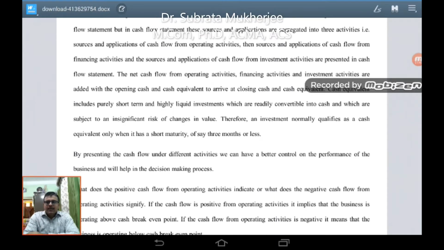Cash equivalent includes purely short-term and highly liquid investments which are readily convertible into cash and which are subject to an insignificant risk of changes in value. Therefore, an investment normally qualifies as a cash equivalent only when it has a short maturity of say 3 months or less. By presenting the cash flow under different activities, we can have better control on the performance of the business and it will help in the decision-making process.